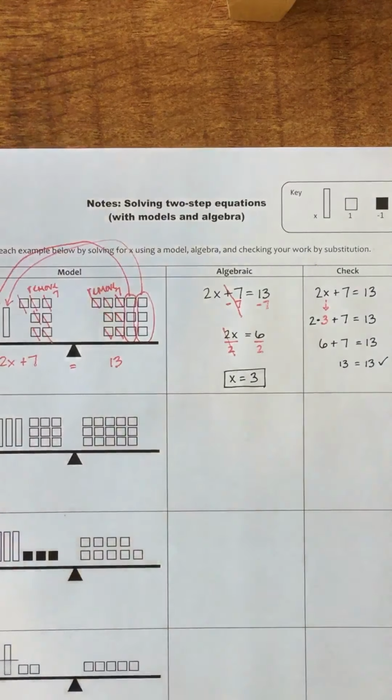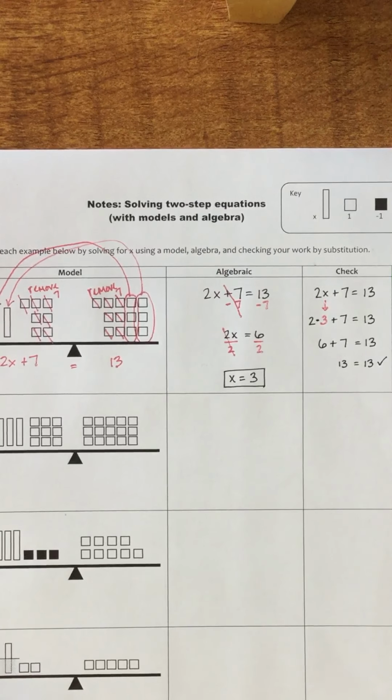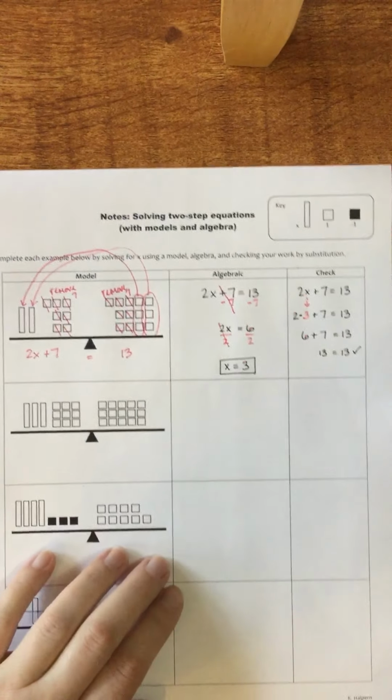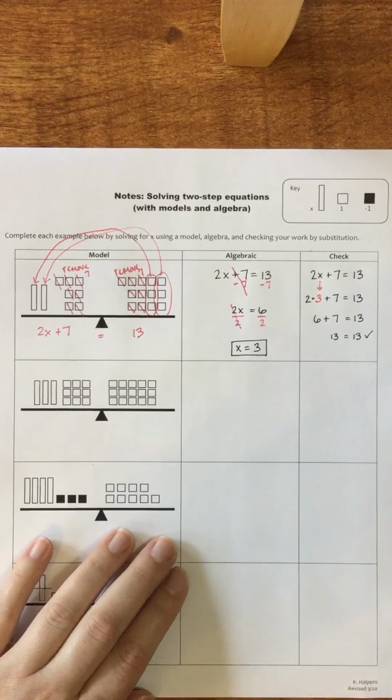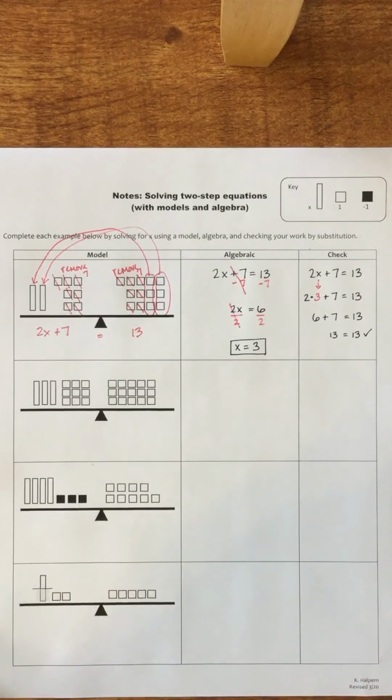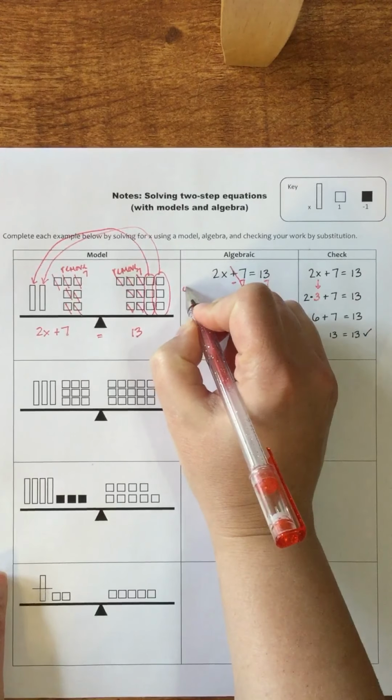As you can see, when you have a two-step equation, the scratch work and the checking become much more important because there's more room for error, and the ability to use mental math starts to dwindle a little bit. The first thing that we did is we undid addition.